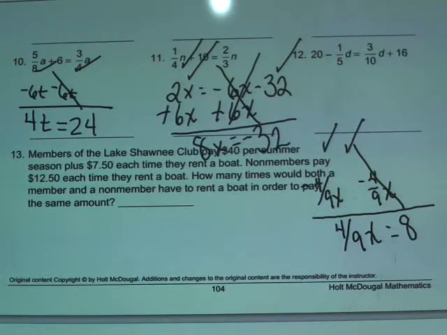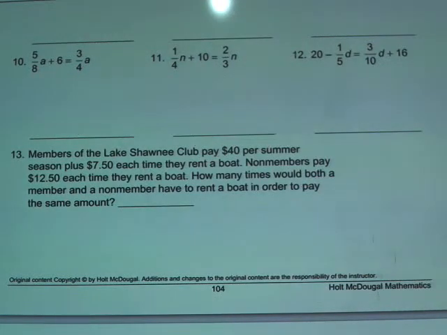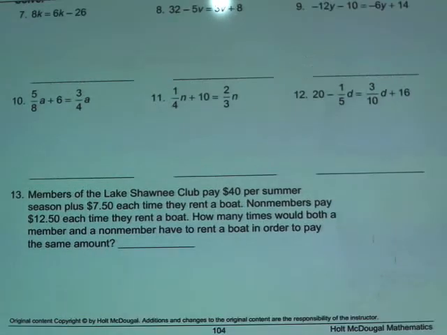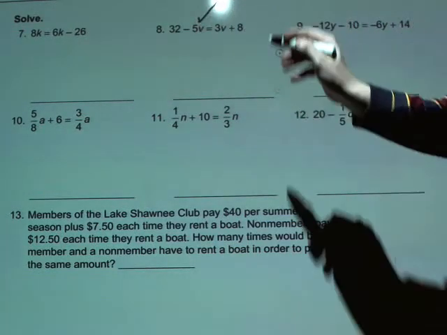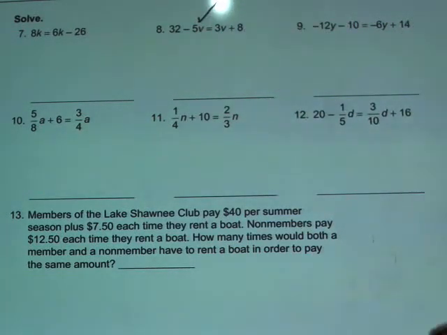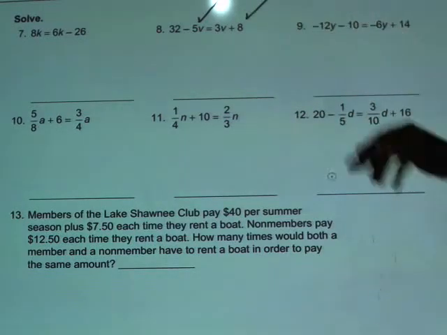In the next section here, now they're actually going to have me solving questions, not just putting the variables on the left and numbers on the right, but me actually solving these questions here. So let's start with number 8 there. You've got 32 minus 5v equals 3v plus 8. All right, so a couple things that are good here right now. That 5v is a variable thing and it's on the left side of the equal sign. That's good. And 8 being a number on the right side of the equal sign, that's good.